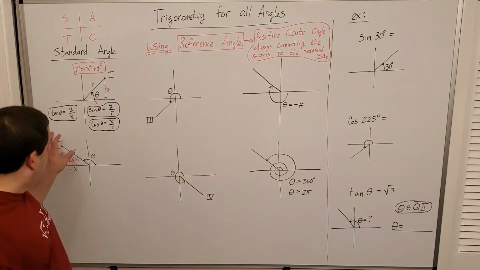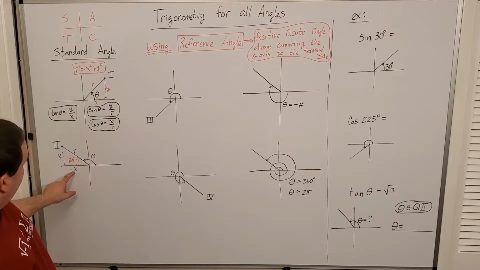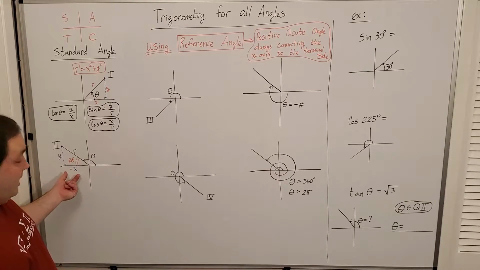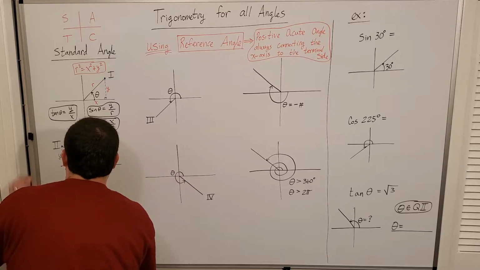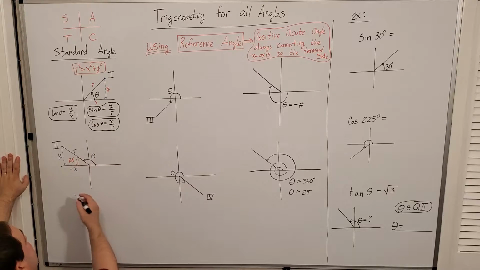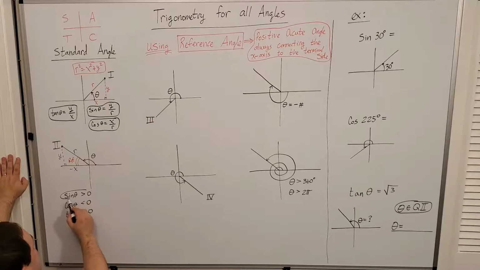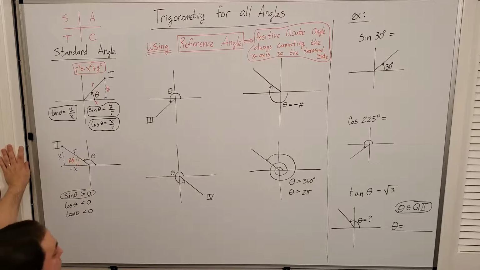Okay? So notice in quadrant 2, anything related to x is going to carry a negative. So that means that in quadrant 2, sine theta is going to be positive. Cosine theta is going to be negative, and tangent theta is going to be negative. So notice only sine is positive in quadrant 2.